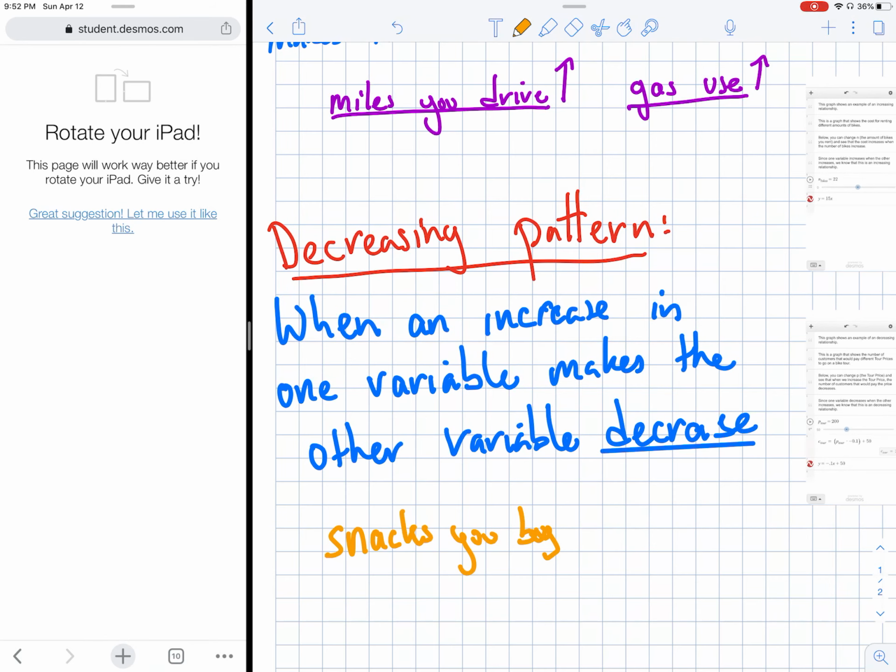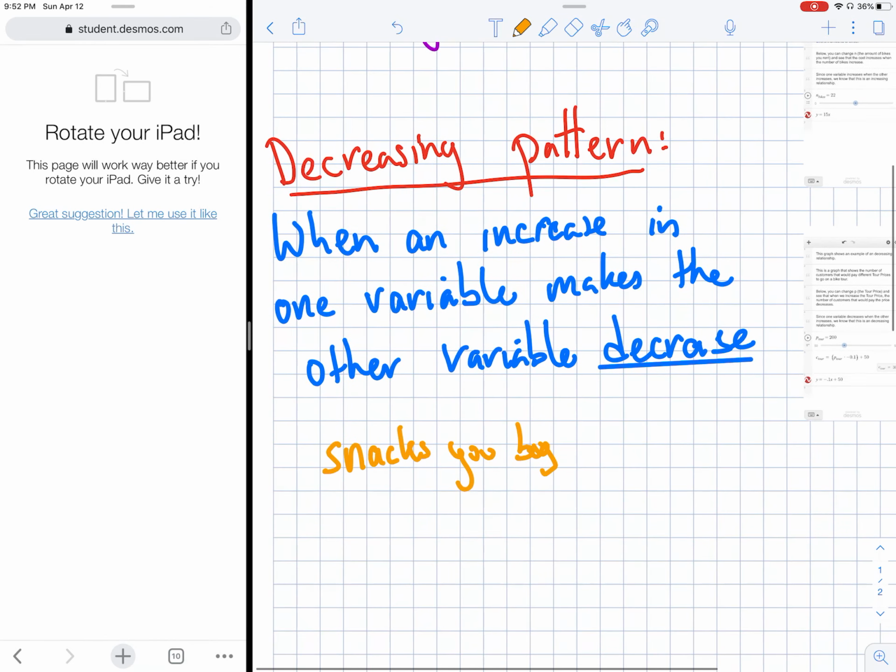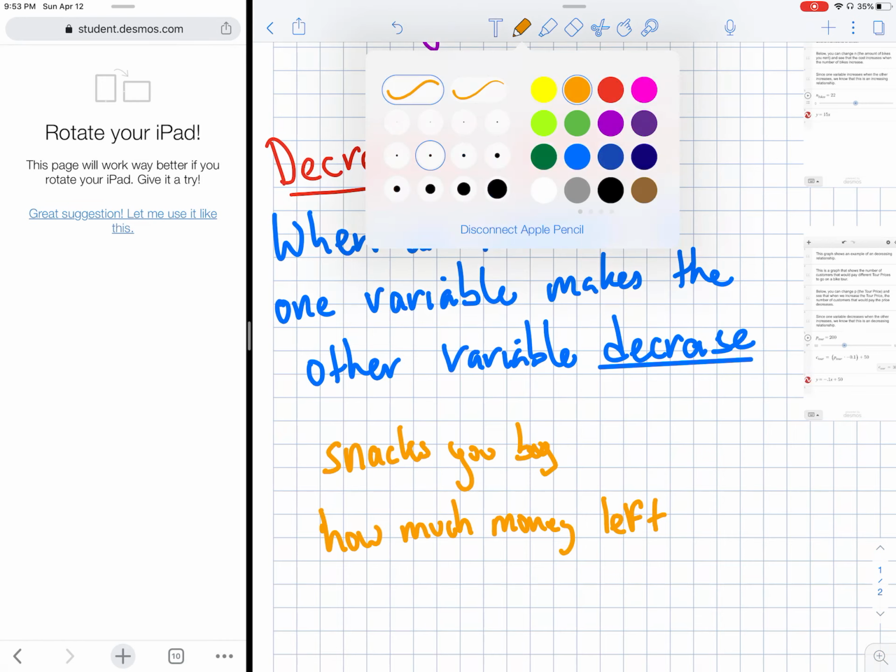So let's say you have snacks you buy. That's one variable, how many snacks you buy. And the other variable you have is how much money you have left. So I have snacks that I buy and I have how much money that I have left. Those are my two variables.